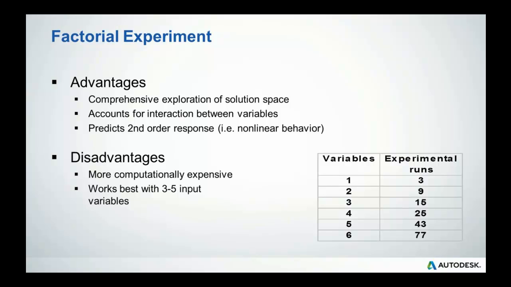The disadvantage to the factorial, though, is if I run all of these variations of these variables independently, I get tons and tons of simulation runs. You can actually see that here. If I have just a single variable, I have immediately 3 runs. If I go from 1 to 2 variables, I go from 3 to 9 runs. The number of runs that build based on this complex interaction gets quite extensive.